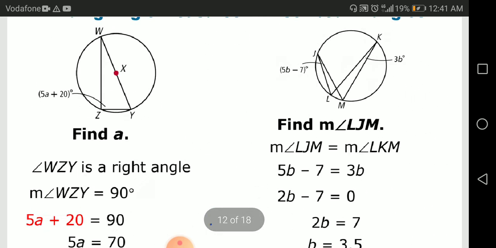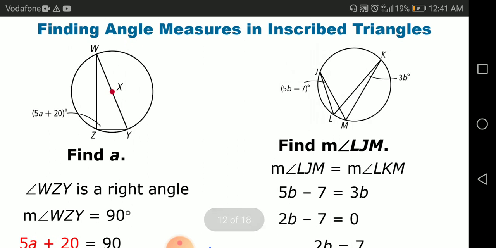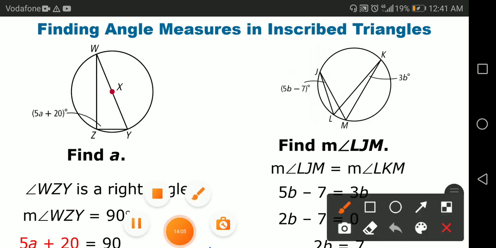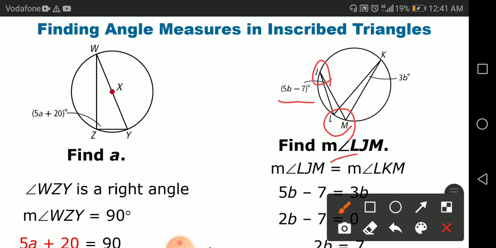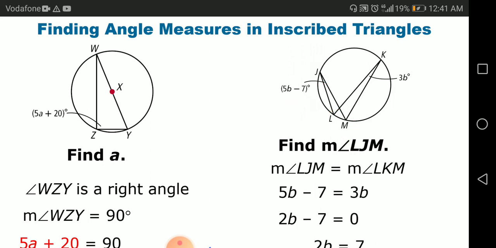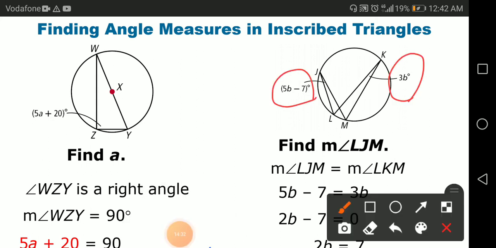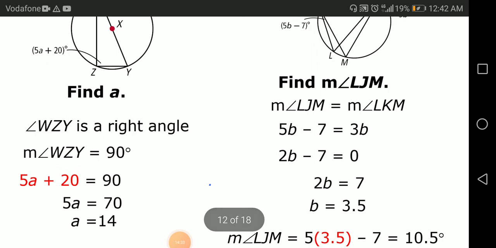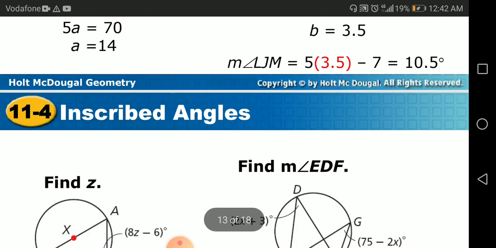Okay, let's see this one. He asks me to find the measure of angle LJM. Angle, not arc. LJM is given as an expression, and he gives you LKM, which is 3B. They share the same arc, so they are equal. I'm going to put the two expressions into an equation and find B. Very easy, I think.